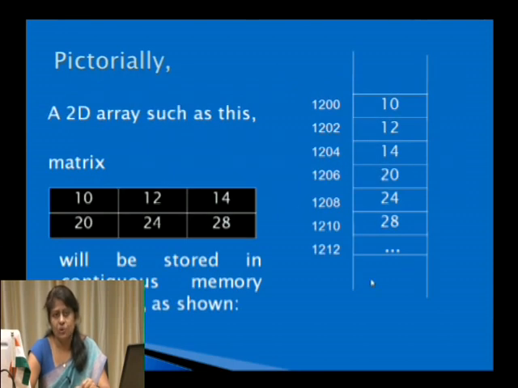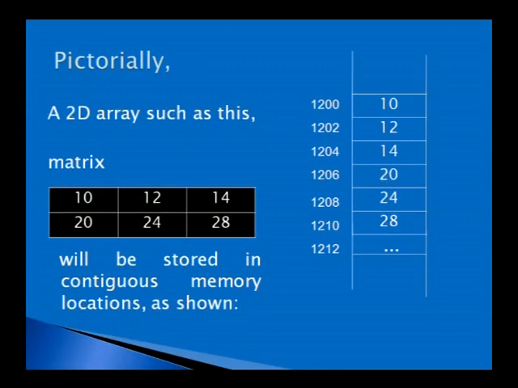Just take a look at this picture where we have a two-dimensional array called matrix. The values of this matrix array, in case it is a 2 cross 3 matrix, you have 10, 12, 14 in the first row, and on the second row you have 20, 24 and 28. So, let us see how these elements would be allocated in the memory.